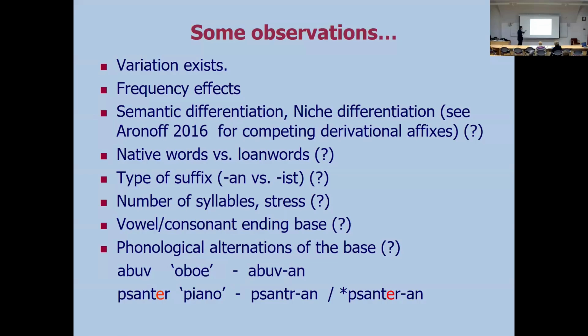There are some cases of semantic differentiation, of niche differentiation, as proposed by Arnold, but not in these cases. I couldn't find any. I thought, for example, that one form could be maybe a professional player, one of them could be an amateur, but going over the examples, I found no such tendencies. Type of suffix also not playing a role. Number of syllables and stress also not playing a role. Whether the base is ending in a vowel or consonant, and also whether there is a phonological alternation of the base. For example, abuv, oboe, we have abuvan, but for psanter, piano, we have psantran and not psanteran. One vowel is deleted, but also these have not been found to play a role. But again, not having a finding is also an interesting finding.